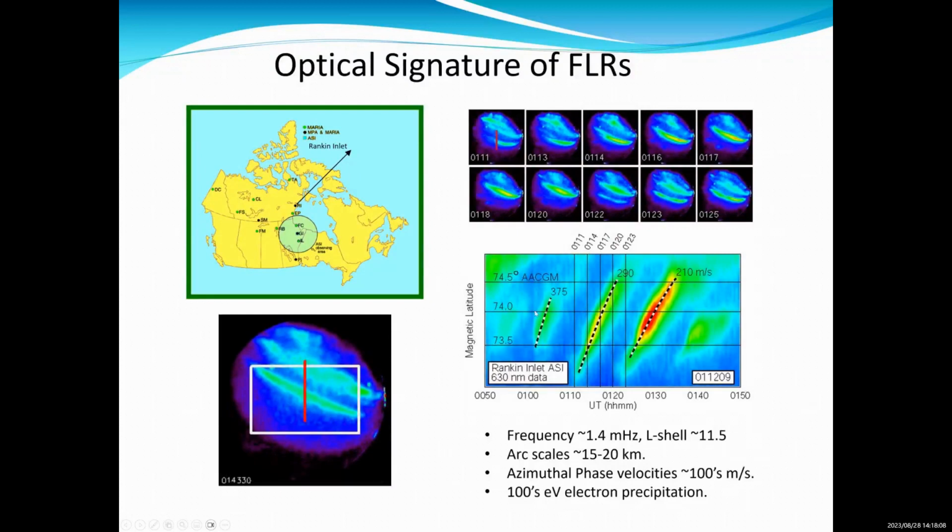This is typical of the apparent phase motion of these arcs, that the phase motion is on the order of a few hundred meters per second. This is how an auroral arc is formed by resonance. A periodic toroidal mode wave with a particular frequency, in this case 1.4 millihertz, is driving auroral arcs with typical scales of 15 to 20 kilometers.